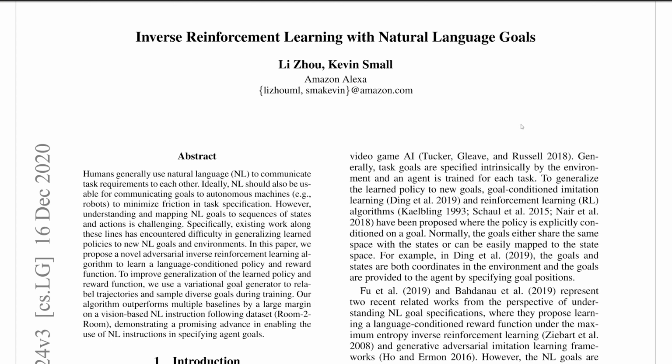This time we're diving into another paper, Inverse Reinforcement Learning with Natural Language Goals from Amazon. So this is, I think, my favorite paper so far, and that's because the whole concept and what they do is really neat. The whole idea is that we want to learn, based off some natural language goal, how to either play a game or accomplish some task in an environment through reinforcement learning, or specifically inverse reinforcement learning.